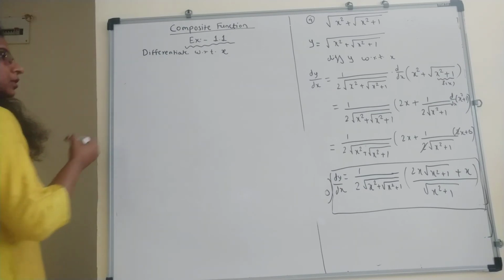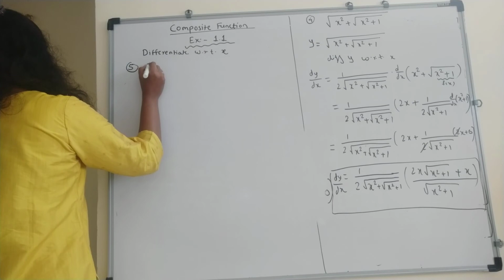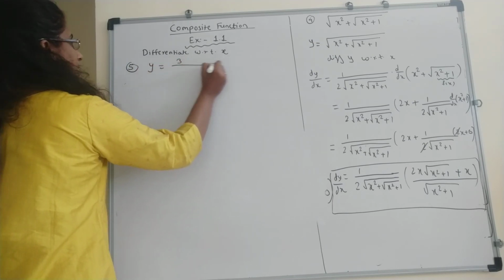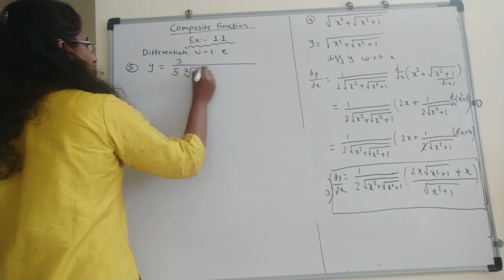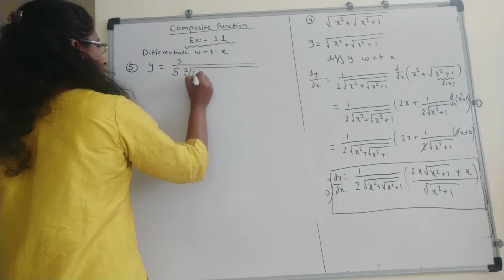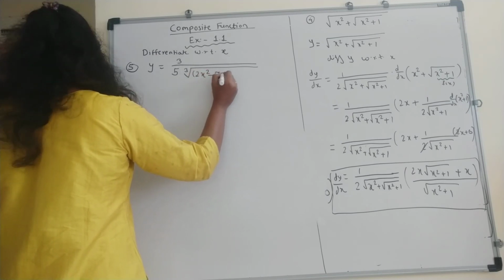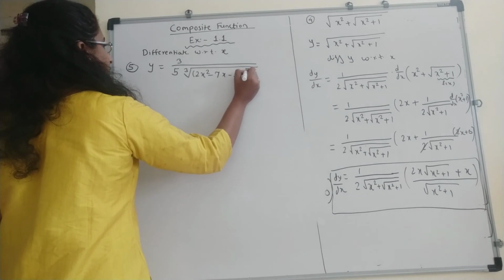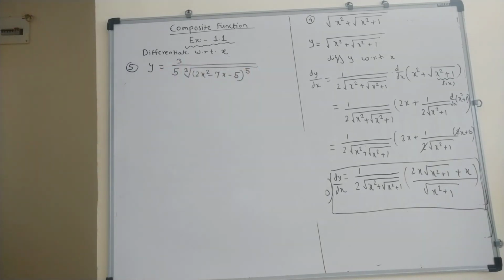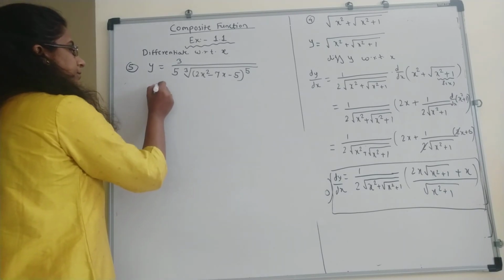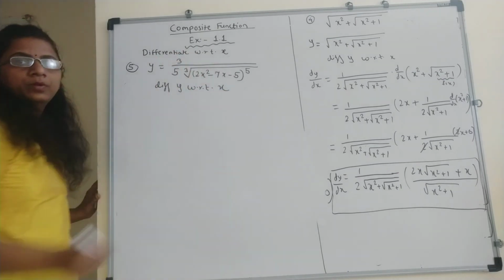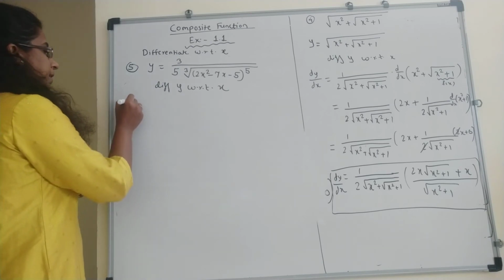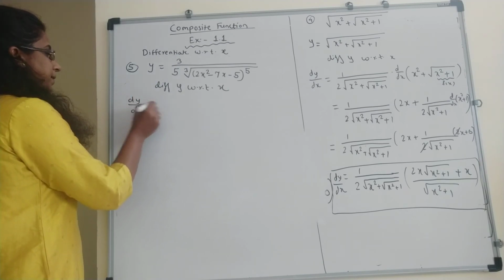Consider the next one. The function y is 3 upon 5 into third root of 2x square minus 7x minus 5, bracket raised to 5 is there. Now see here, we consider the given function as y. Now after this step we will differentiate y with respect to x. Now the derivative of y we write as dy by dx.